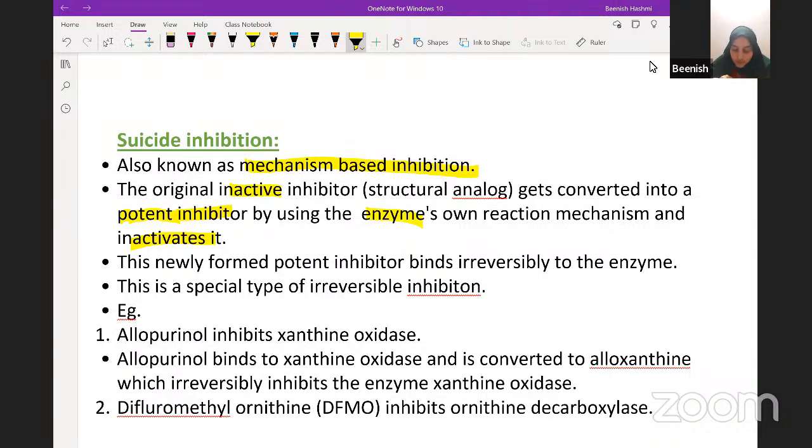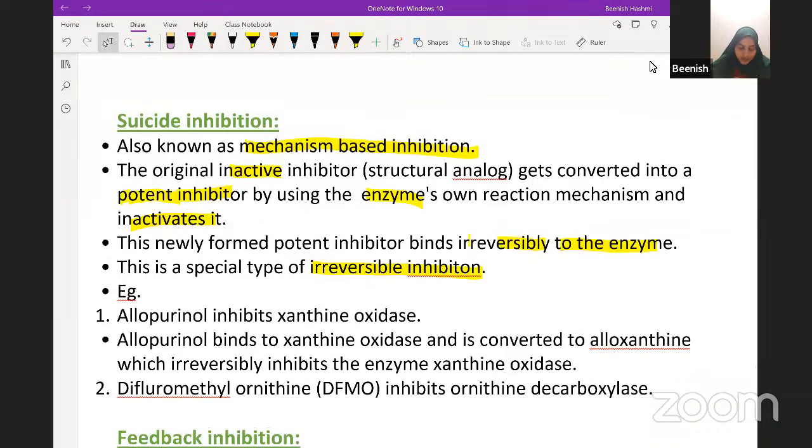This newly formed potent inhibitor binds irreversibly to the enzyme. This is a special type of irreversible inhibition. Now, an example is allopurinol, which inhibits xanthine oxidase. But what happens when allopurinol binds to xanthine oxidase? It is converted into alloxanthine. And this alloxanthine is actually that potent inhibitor which irreversibly inhibits the enzyme xanthine oxidase. Okay.